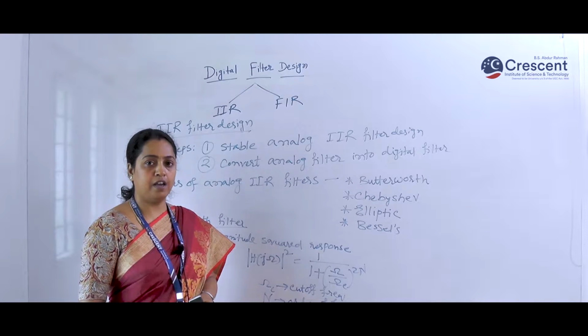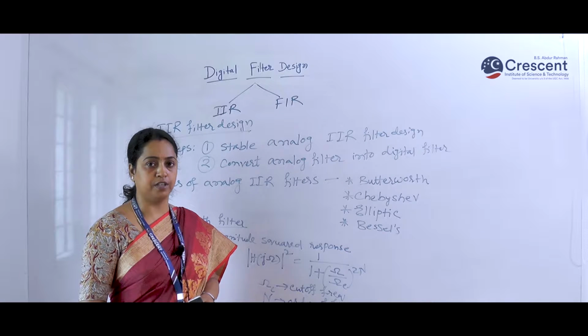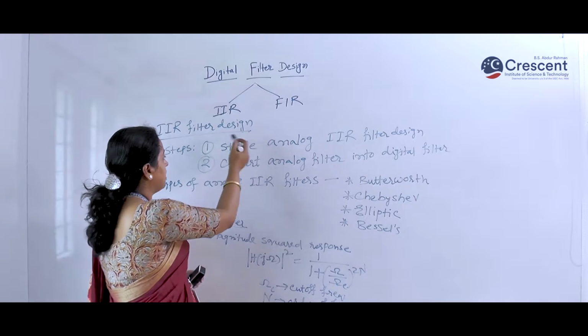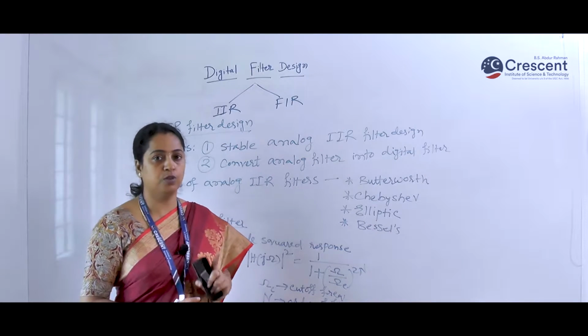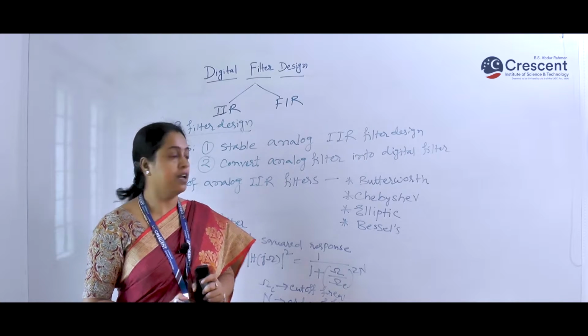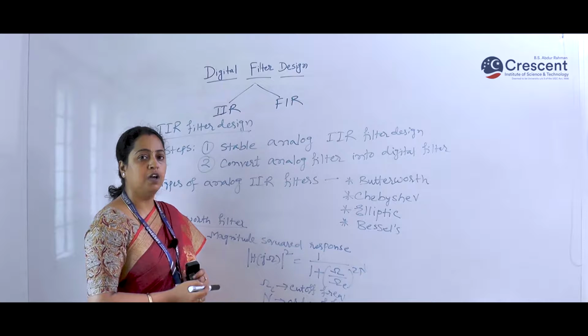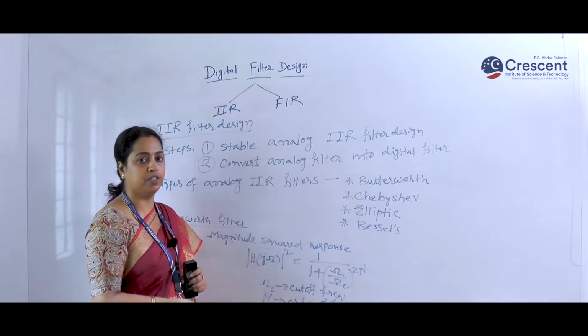We have seen the IIR and FIR filter system function. Now we will be discussing the IIR filter design in detail. So the IIR filter design steps are only 2 steps. So first step is to design an analog filter which must be stable, and the second step is to convert the analog filter into digital filter.